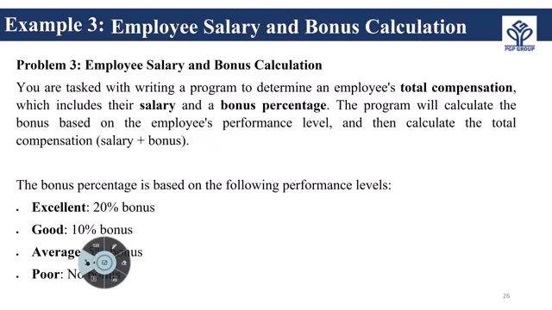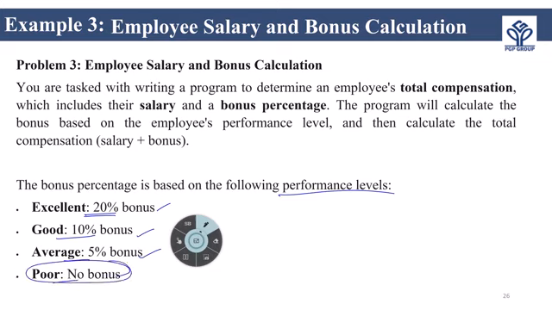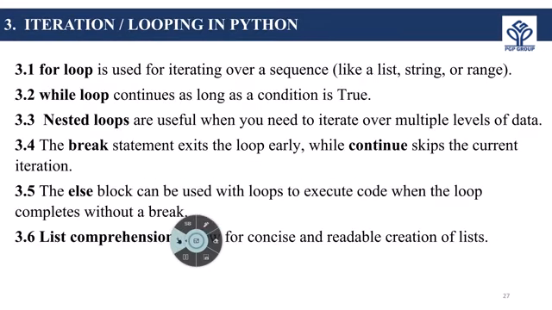The third example is employee salary and bonus calculation. So we follow the performance levels already told: excellent performance gets this percentage bonus, good 10%, average 5% bonus, poor performance, no bonus to be credited. Clear? The same methods we are using.